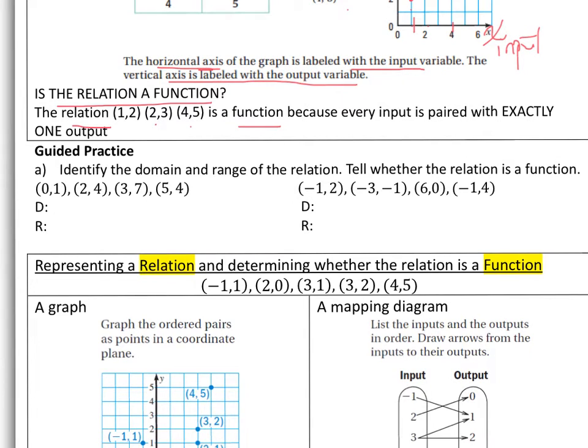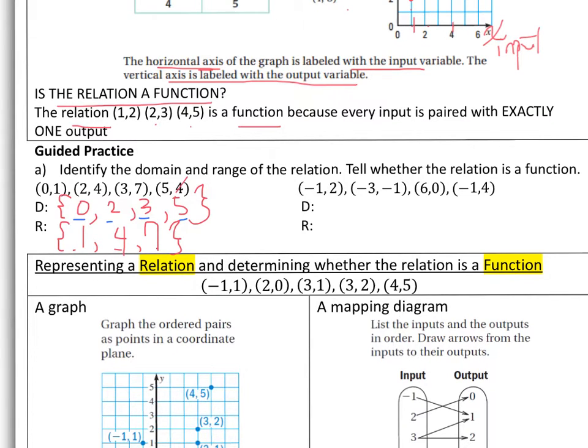Identify the domain and range of the relation. Tell whether the relation is a function. So let's list the domain here. So we have 0, 2, 3, and 5. Notice how all these numbers or inputs are listed in order. And for the range, 1, 4, 7. Again, we don't need to repeat. And again, put them in order.